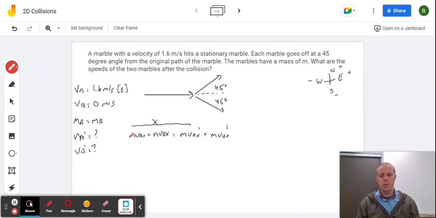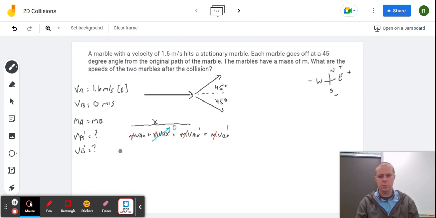So right away, because the masses are the same, all of these have a single mass term, we can cancel them out. Now, normally we have things that are different masses, so we can't do that, but because all of the masses are the same here, we can get rid of all of them. In addition to that, the VB initially was not moving in the x direction. So it's stationary, so it has no velocity, so it has no momentum. So now we can fill this in a little bit.